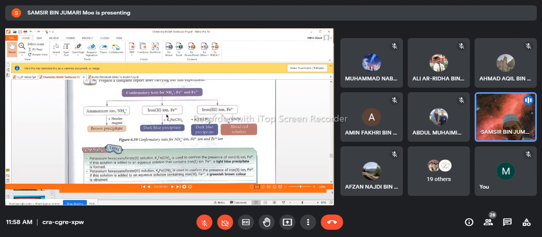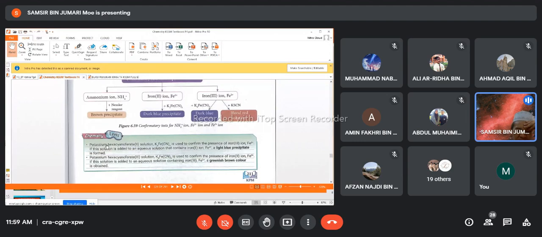For the iron 2 ion and iron 3 ion, yang ini ada ujian-ujian atau bahan uji yang spesifik juga selain daripada yang tadi itulah. Ammonia aqueous dengan sodium hydroxide, ini di antaranya yang kita boleh gunakan. Potassium hexacyanoferrate 2, potassium hexacyanoferrate 3. Okay. Dan juga ni potassium thiocyanate. Okay, yang kat sini ni. Ini boleh kita gunakan juga.